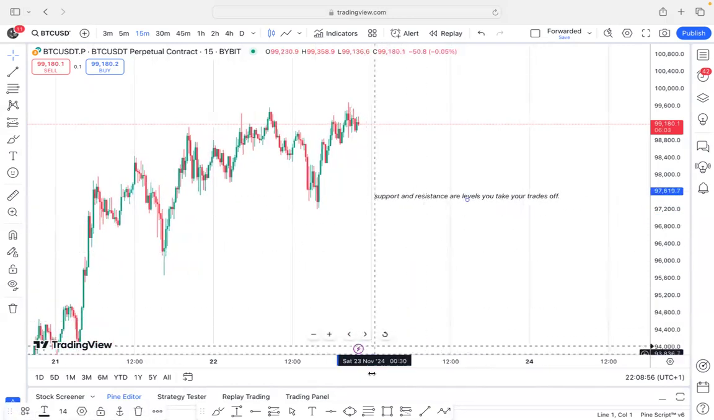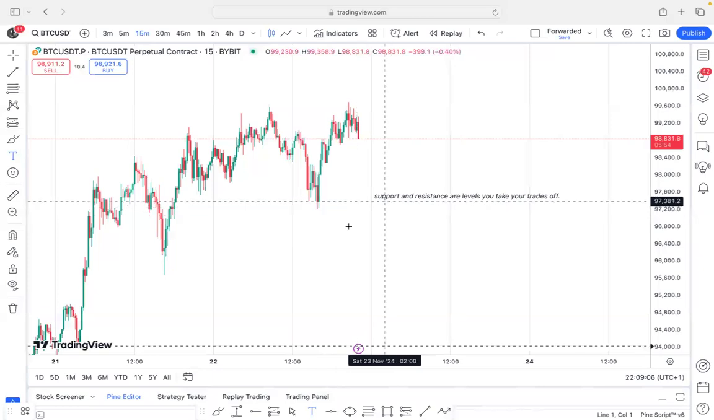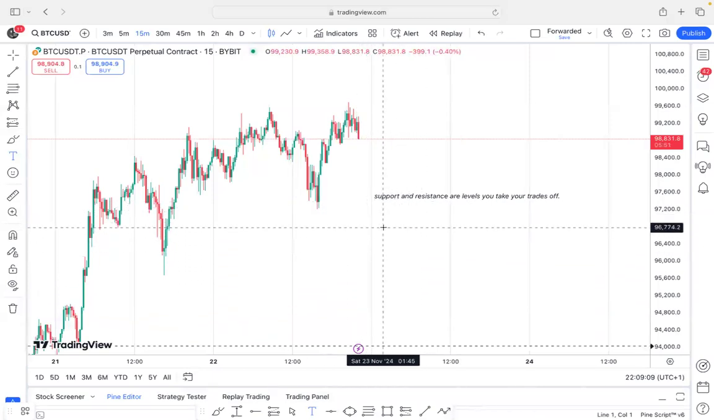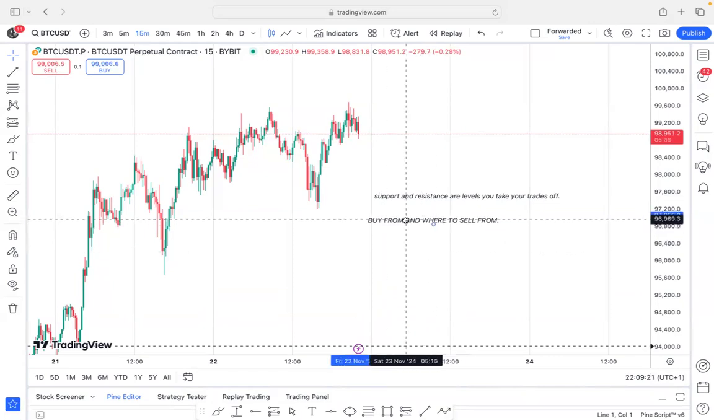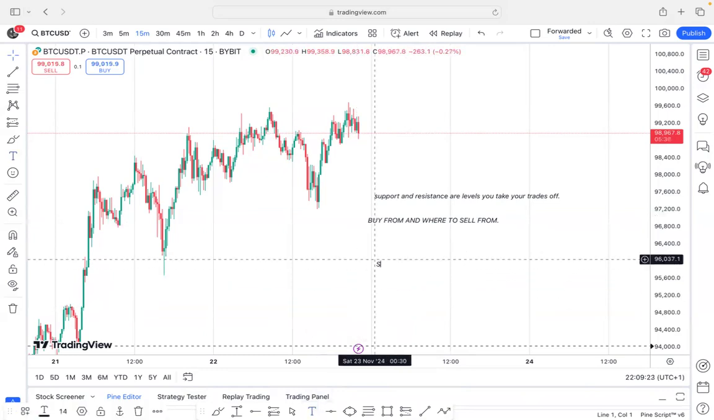When I send you a signal, I talk about buy this, sell that, set a buy limit. This support and resistance will help you as a trader to know where to buy from and where to sell from. So support is where we look to buy. Resistance equals sell.